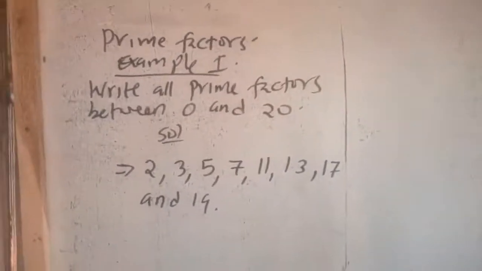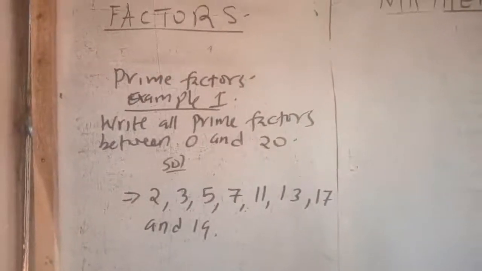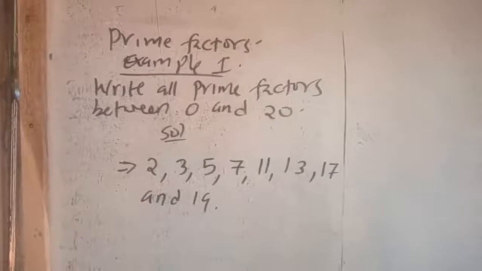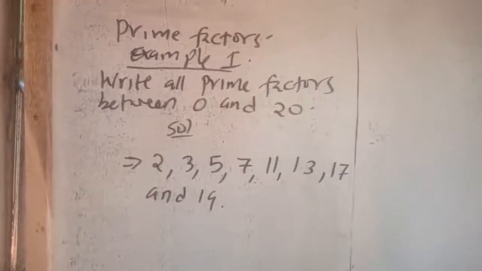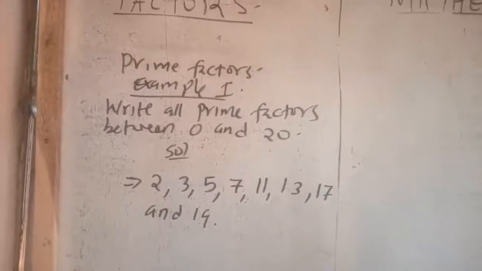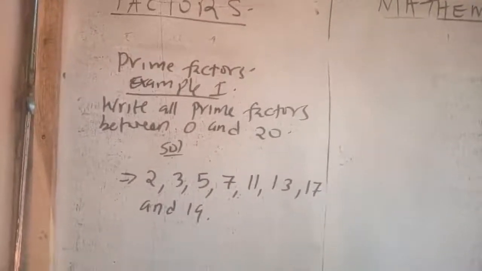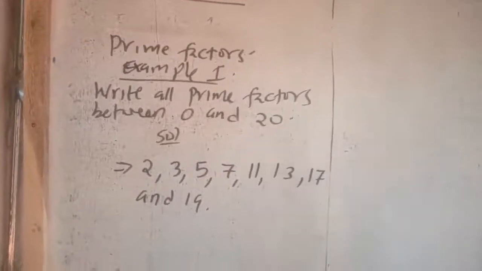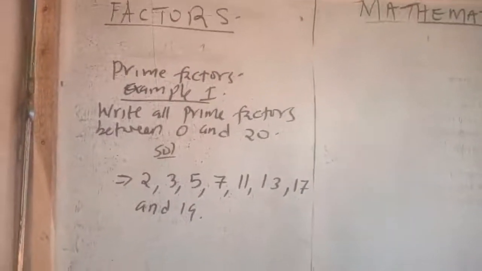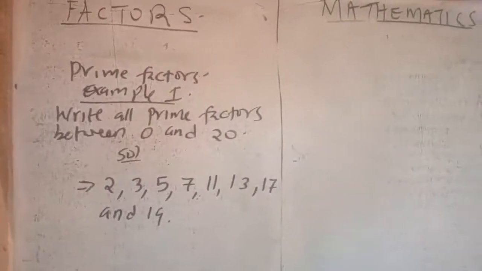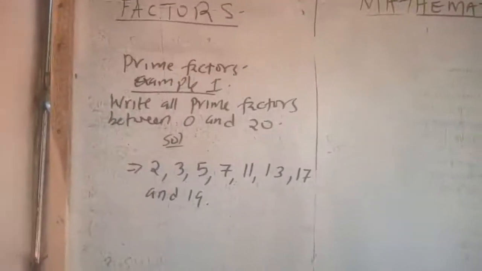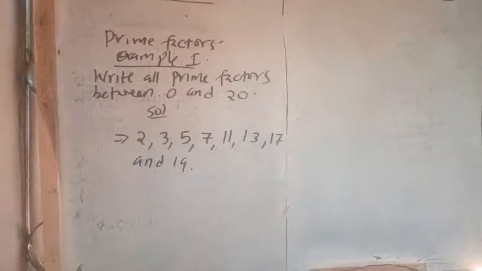And therefore, as far as all prime factors are concerned, you are supposed to write 2, then 3, then 5, then 7, then 11, then 13, from 13 you move to 17, and lastly you get 19. And the second area that we are going to look at in this particular lesson is composite numbers.